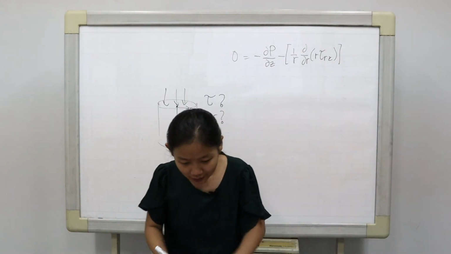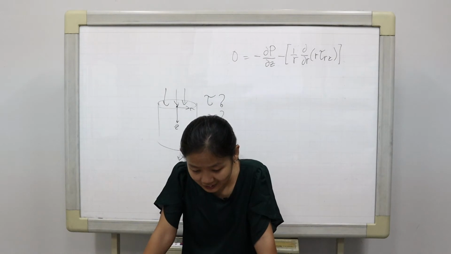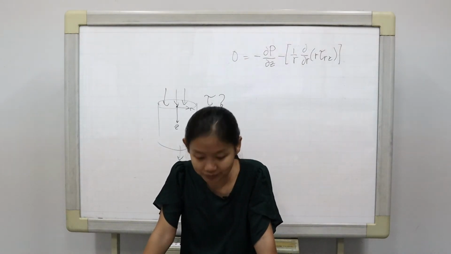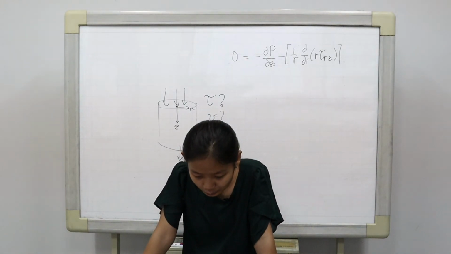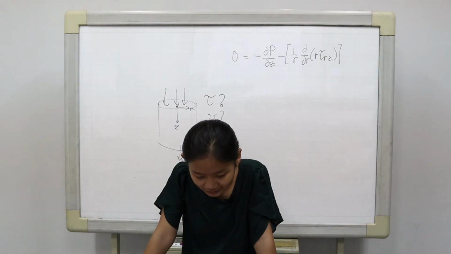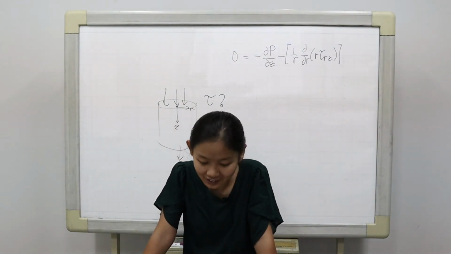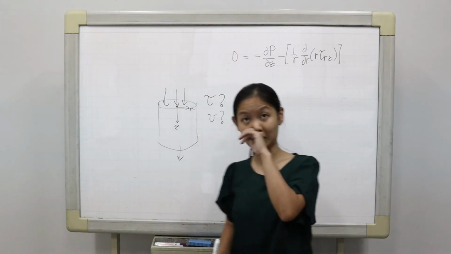Next term is 1 over r, dou over dou theta, tau theta z. We don't have tau theta z, so that term is 0. Next, we have dou over dou z, tau zz. Do we have tau zz? Actually, we don't have tau zz. What we have is Vzz. So tau zz is 0.